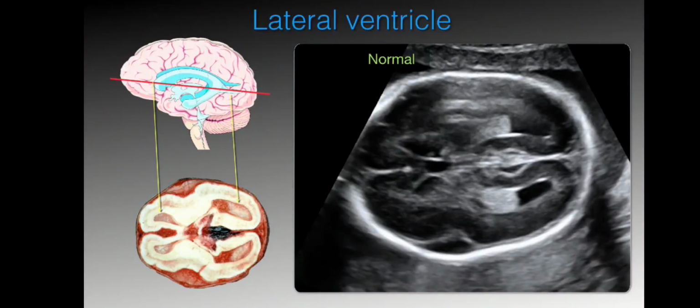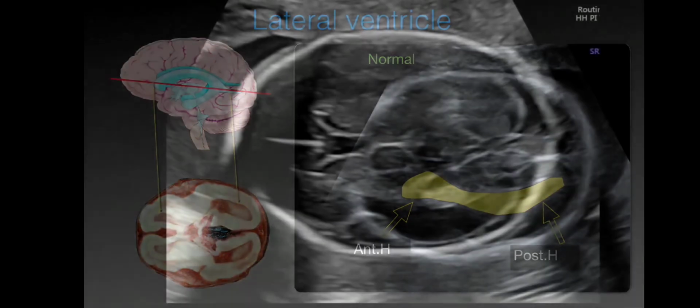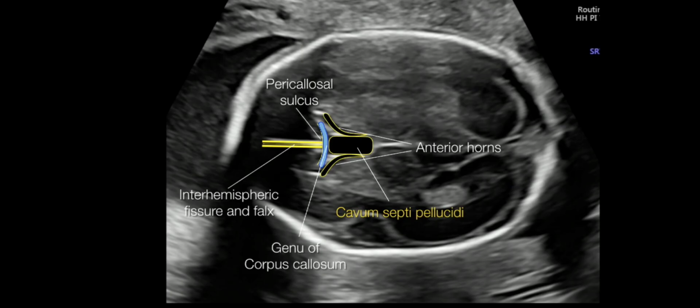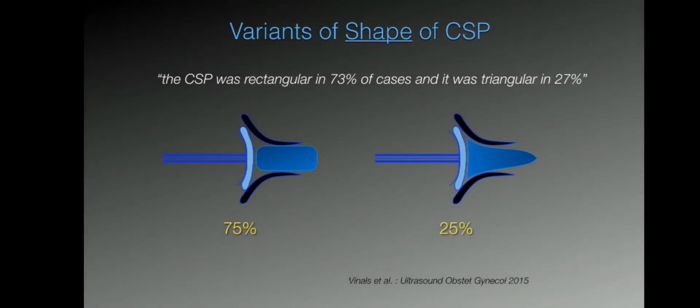For the warm-up, I want to show you at the beginning how we perform the basic examination, looking in the axial view of the head at the lateral ventricles, the shape of the lateral ventricle, and the cavum septi pellucidi, focusing on the anterior horns, the pericallosal sulcus, the interhemispheric fissure and the falx cerebri. We know that the shape of the cavum septi pellucidi is rectangular in 3/4 of the cases, and in the study of Viñals from Chile, it was triangular in 27% of the cases.